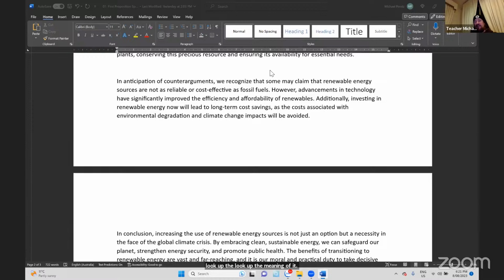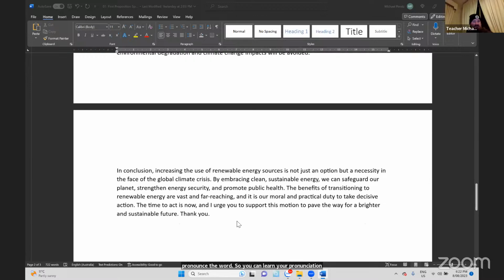A thesaurus is similar to a dictionary, but instead of giving you the meaning of words, it gives you other words you can use that mean the same thing. And Google Translate is an amazing tool because if you set the language to English and you type the word in, you can hit a little button and it will teach you how to pronounce the word. So you can learn your pronunciation as well, which is a great little tool to be able to use.